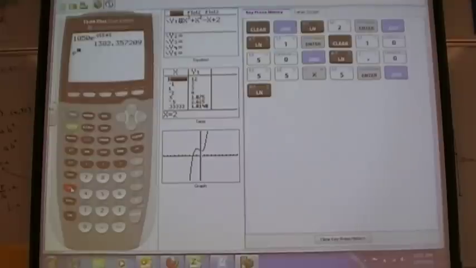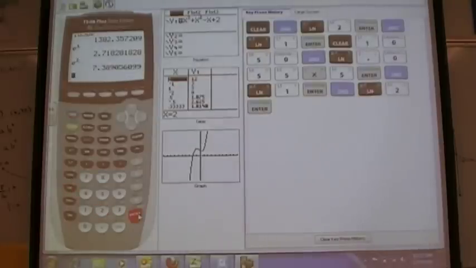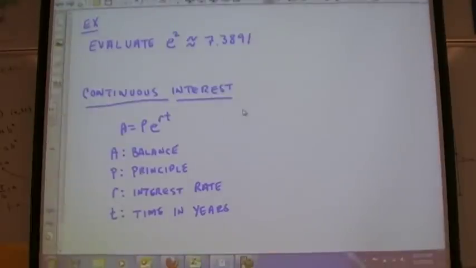And it raises e to the exponent. So to the first power, which is what e is, 2.72. If I want it to the second power, second LN, 2. So there is what e squared is. So you don't have to worry about graphing it and trying to figure it out from there. Just type it straight into the calculator. So there you go. e squared is 7.3891.